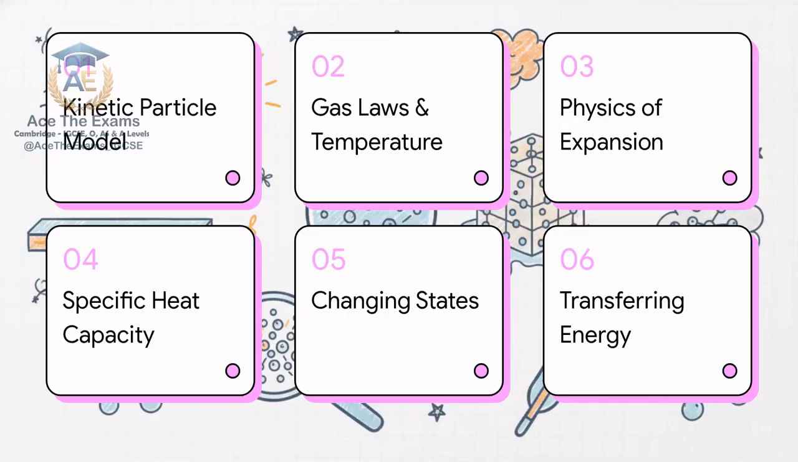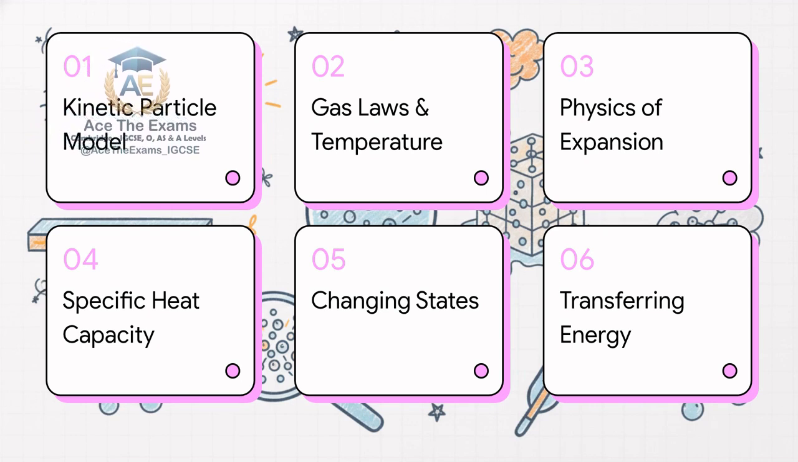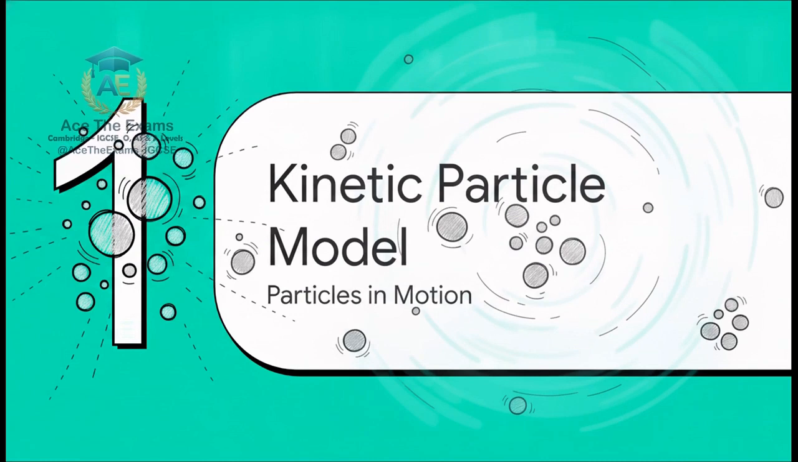All right, here's our roadmap for today. We've got 6 foundational steps. First, the kinetic particle model. Second, gas laws and temperature. Third, the physics of expansion. Fourth, specific heat capacity. Fifth, changing states of matter. And finally, transferring thermal energy. It's a straight shot from the invisible atom right up to large-scale engineering. Let's get into it. Starting off with Section 1, the kinetic particle model.